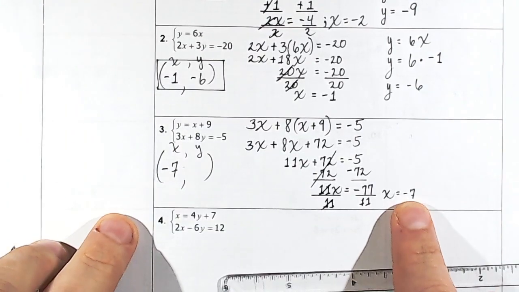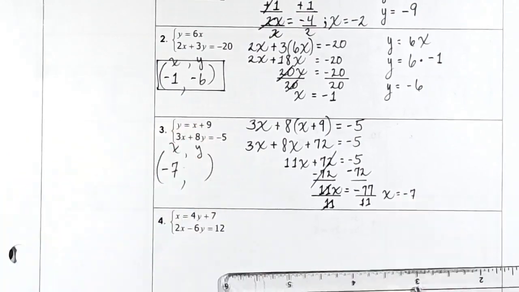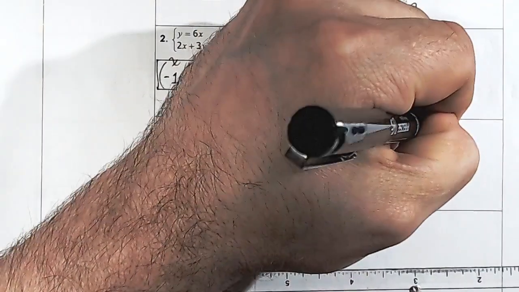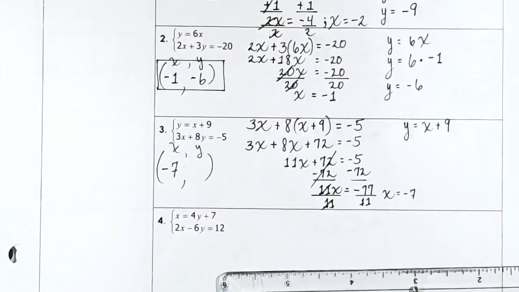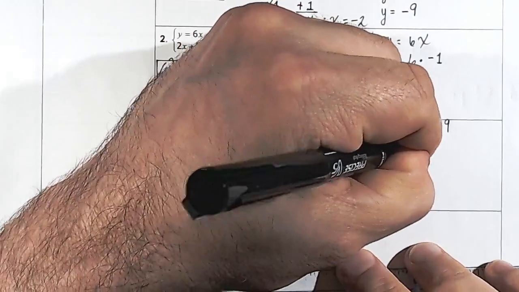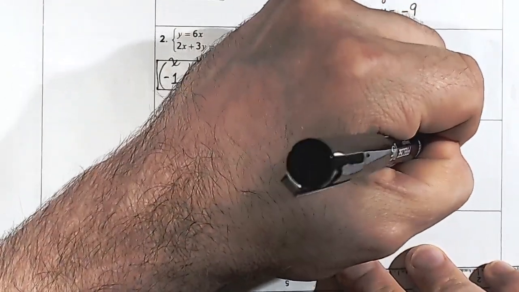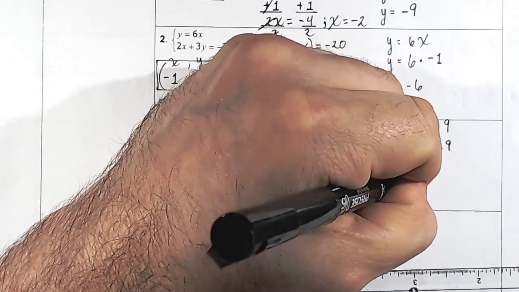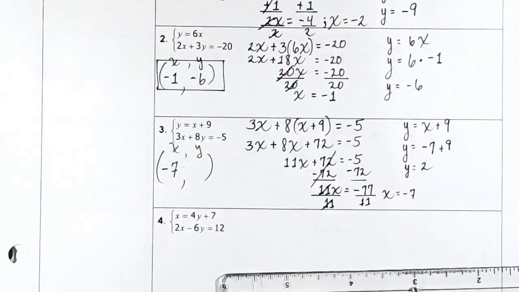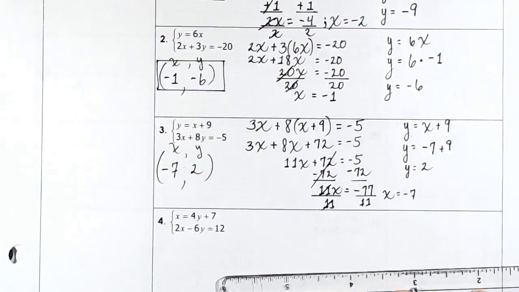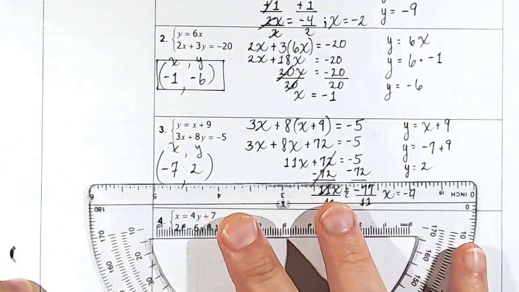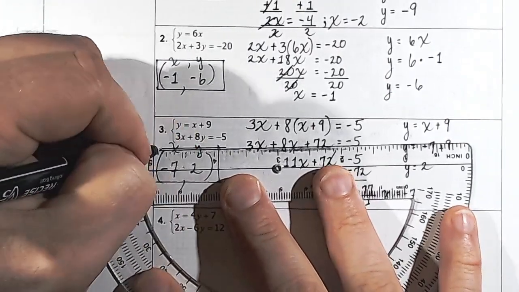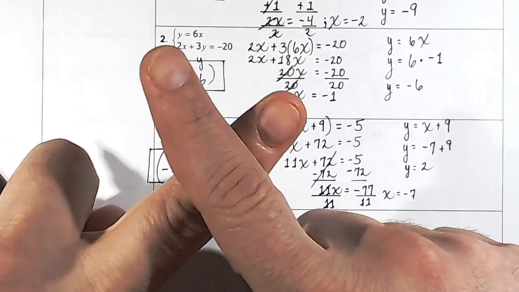So now I just have to plug that -7 back in where I see an x in one of my equations. The easiest one is this top one, y equals x plus 9. Now that I know what x is, I can solve for y by setting y equals -7 plus 9. Okay, and -7 plus 9 is +2. So the y value is 2. The solution to the system is (-7, 2). Again, if you graph them, that's where they cross.